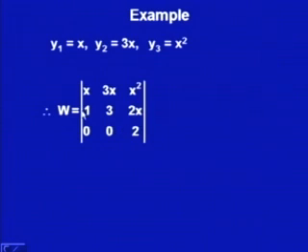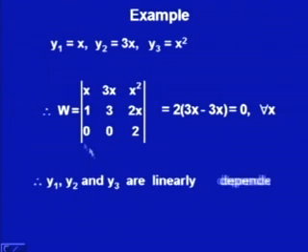Now, if I find out the value of this determinant, I would like to expand it with respect to the third row. So, with respect to this 2, we would get the determinant of order two: x and 3x, and 1 and 3. So, what we will get is 2 times (3x minus 3x), which is 0 for all x. That gives me my Wronskian has come out to be 0 for all x. So, y1, y2, y3 are linearly dependent.